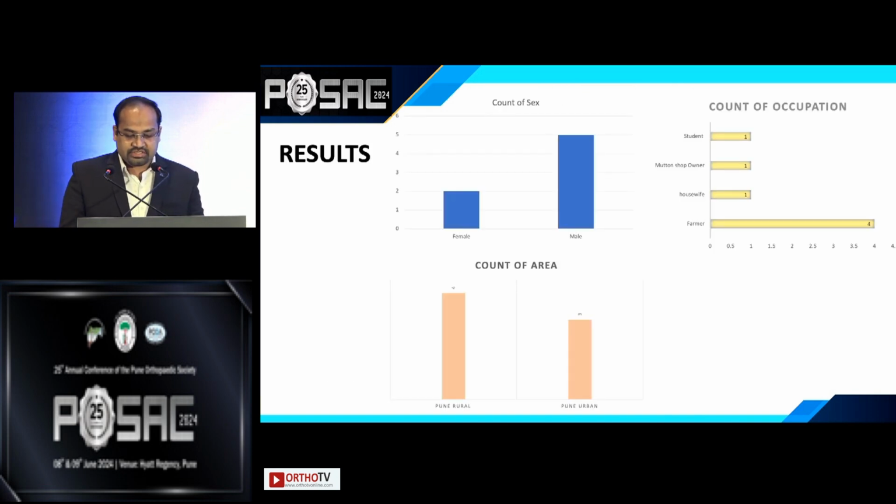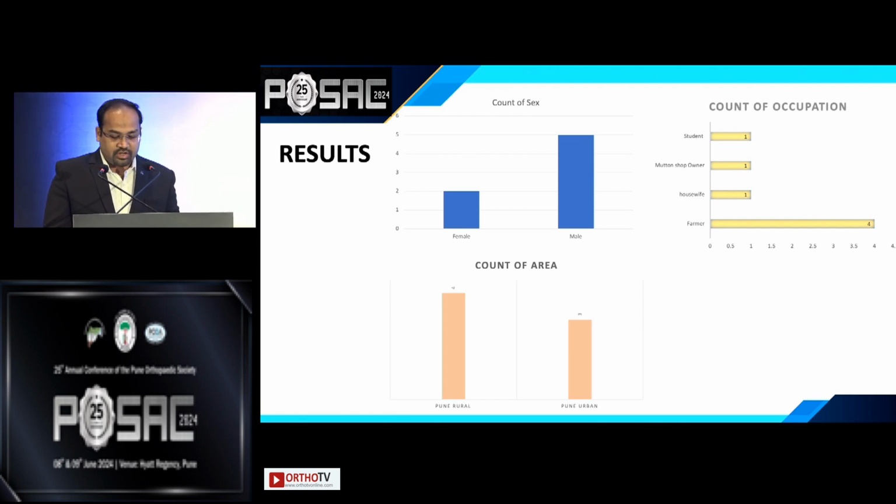So, the results: 5 were male and 2 were female. Among the occupations, one is a student and one is a housewife, who do not have any contact with animals. The other 5 people are either farmers or mutton shop owners, who have direct contact with animals.